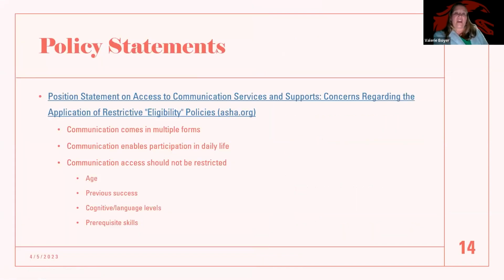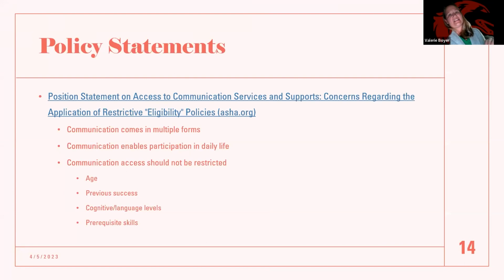This slide is about a policy statement. The American Speech Language Hearing Association was part of a multidisciplinary group in a joint commission that put out a policy statement on access to communication services and supports, including AAC. And what the policy statement wanted to emphasize is that communication access should not be restricted.